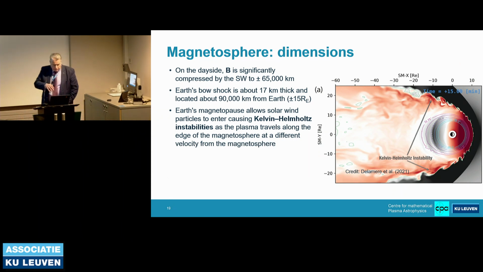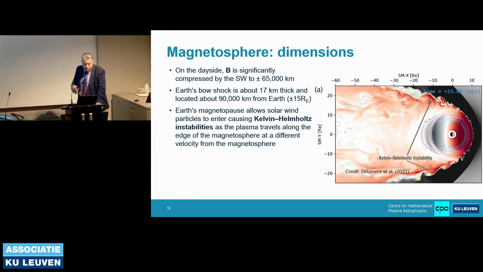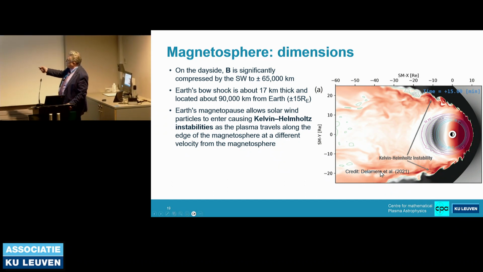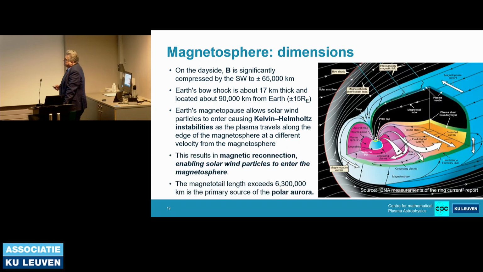Then the magnetopause allows the solar wind particles to enter, and this causes Kelvin-Helmholtz instabilities, like you can see here in this simulation from Delamere et al. recently. The plasma travels at different velocity at the edge of the magnetosphere, and this shear in the velocity gives rise to the Kelvin-Helmholtz instabilities, by which the particles can enter the magnetosphere. And of course you have to see it in 3D. This is a more complicated 3D image, also showing the currents in the magnetosphere. And reconnection events can occur, enabling particles from the solar wind to enter the magnetosphere.